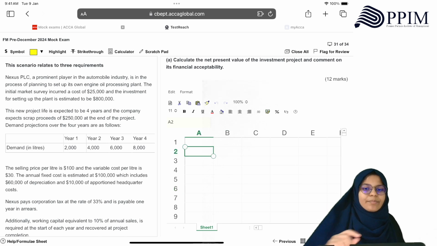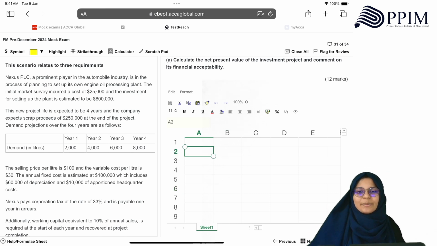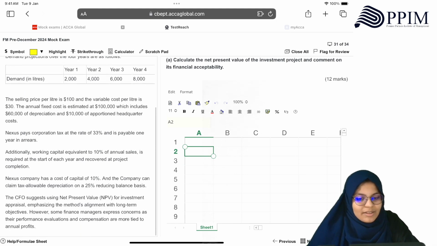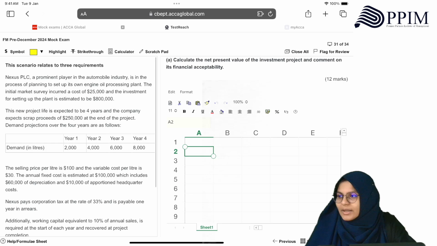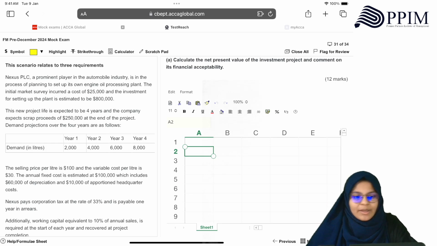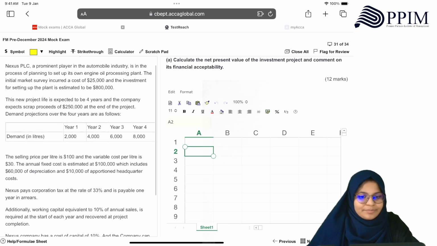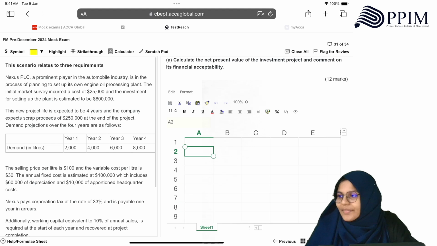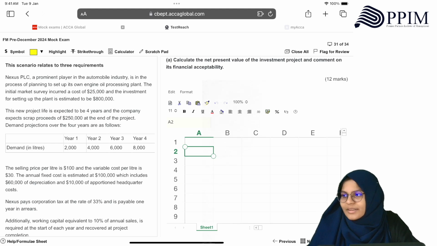I think it's fine. A is saying calculate the net present value of the investment project and comment on its financial acceptability. Okay. So nothing to think of here. It's a normal NPV calculation. So what we will do is, let's quickly read through this. I'll give you a minute to read through it and then I will start off with the calculation.